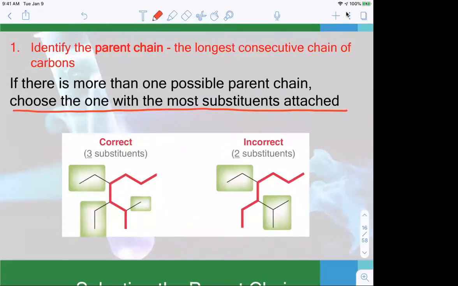Here I have 1, 2, 3, 4, 5, 6, 7, and I have 3 substituents. Here I have 1, 2, 3, 4, 5, 6, 7, but I only have 2 substituents. This is the correct name. This is the correct base name, which would be 1, 2, 3, 4, 5, 6, 7. This would be a heptane derivative. And having the 3 substituents makes this a more correct choice than the other one.